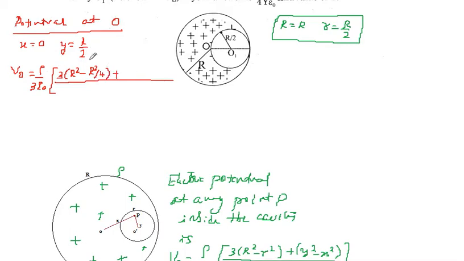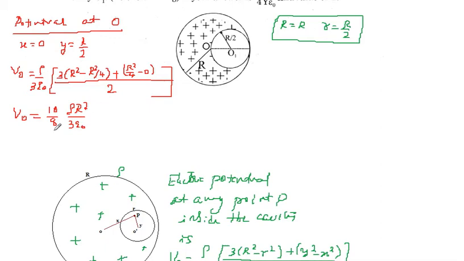Y is r by 2, it should be squared, that is r square divided by 4 minus 0 because it is x. Okay, so the whole thing should be divided by 2. When you solve this one, definitely VO will be something like this, which is 10 divided by 8, rho r square divided by 3 epsilon O.